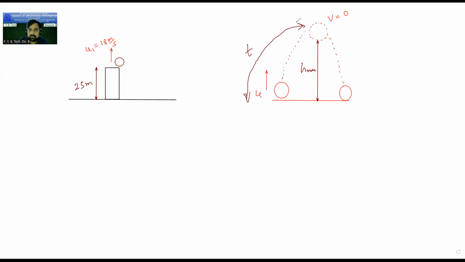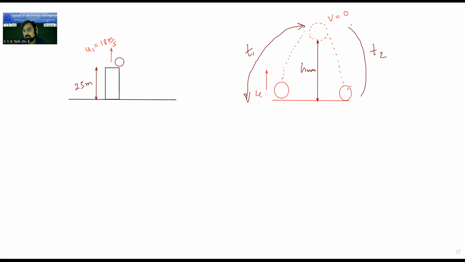Okay, this is the first part of the problem. Then in the second part they have asked us what is the time. Okay, now this time we already know. Then what is the time from this point to this point? What is the time required? Okay, suppose now this is T1, this is T2. This also we need to calculate.